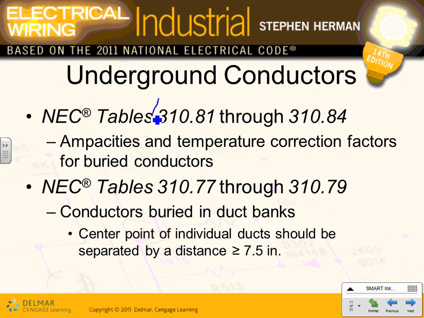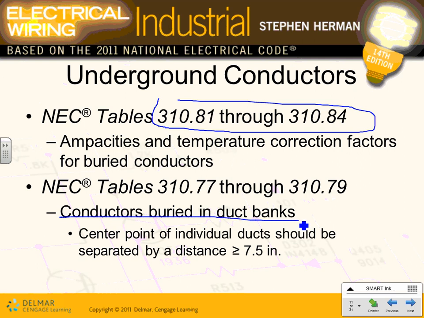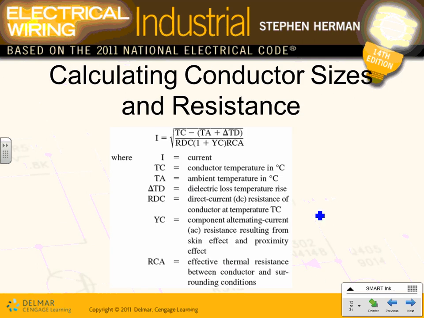Here's the table again. Don't forget to put 310.15(B)(16) here. These are the tables, guys, we use for the ampacity and for underground conductor ducts. If calculating conductor size and resistance under engineering supervision, believe it or not, you can also find the derating factor based on the formula.